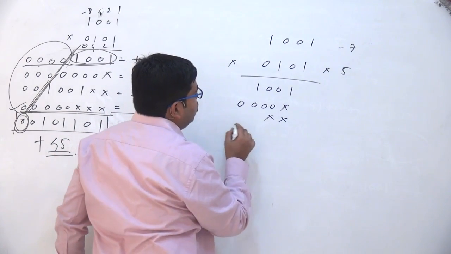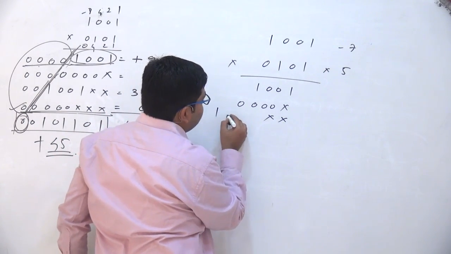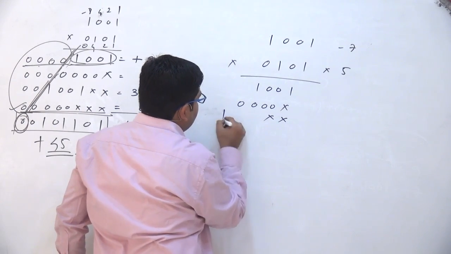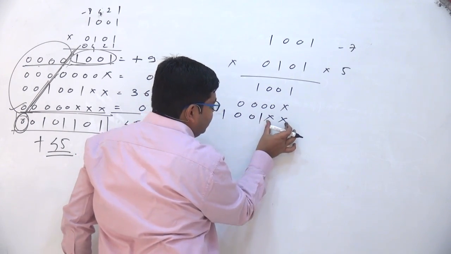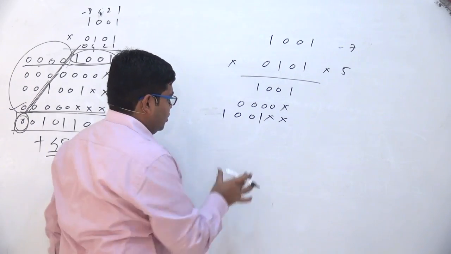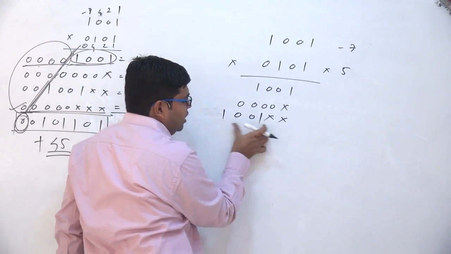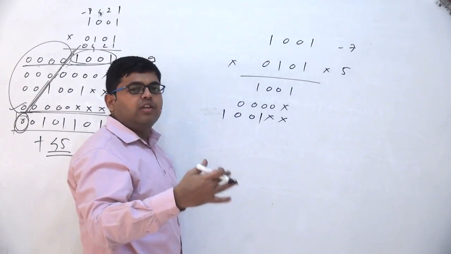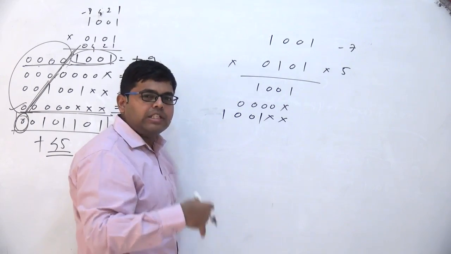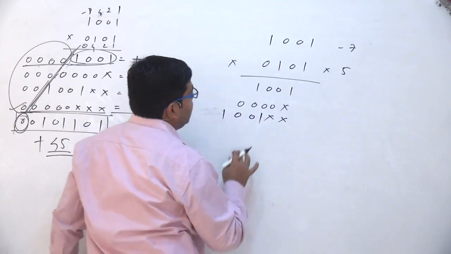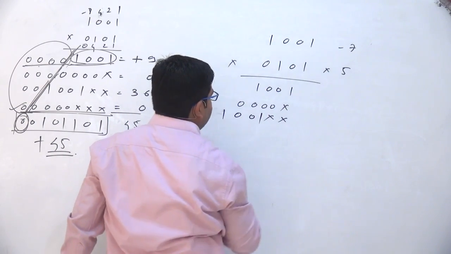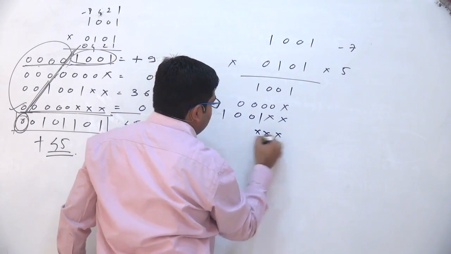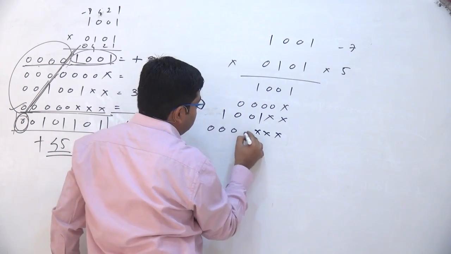So, what will we do? We will write down 1, 0, 0, 1 and shift it by 2 places. So, 1001 means minus 7. Add 2 zeros to the right. It will get multiplied by 2 square, that is, by 4. And minus 7 will become minus 28. And then 1001 multiplied by 0 is again 0. So, this will be 0, 0, 0, 0.